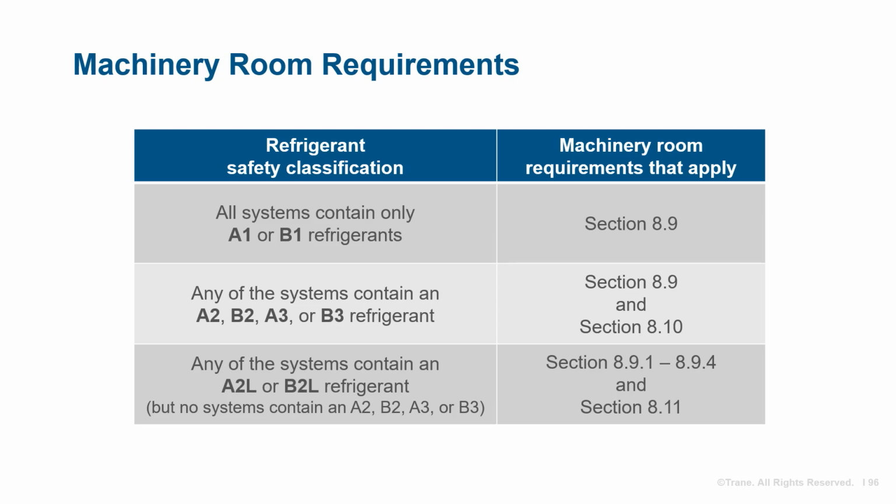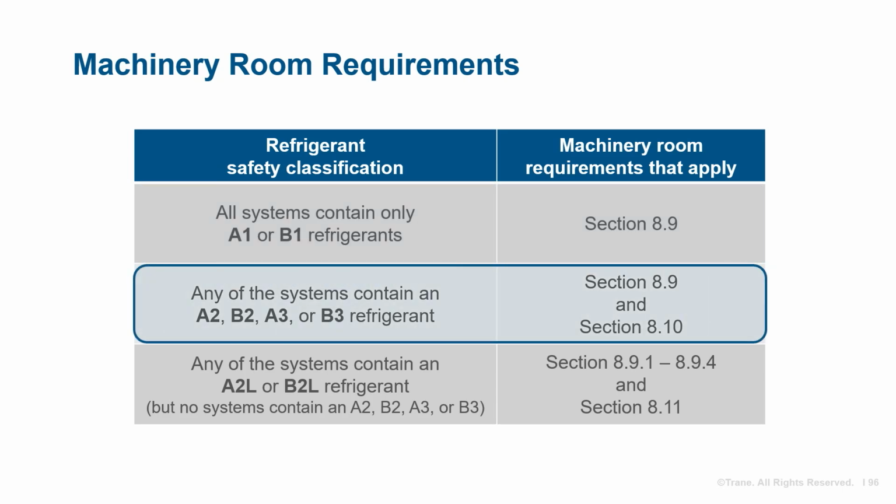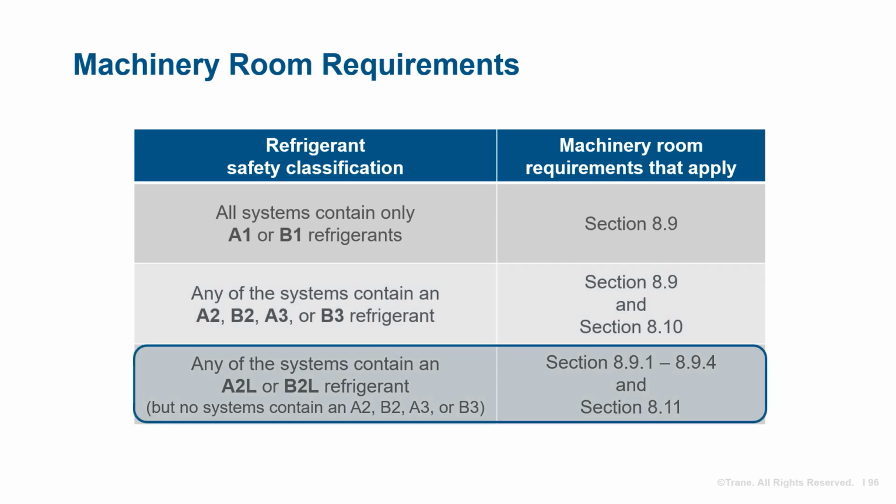Now, these requirements vary somewhat based on the refrigerant safety classification. If all the systems in the room contain only non-flammable A1 or B1 refrigerants, the machinery room must comply with the requirements included in Section 8.9. If any of the systems contain a flammable A2, B2, A3, or B3 refrigerant, the room must comply with both Sections 8.9 and 8.10. And then if any of the systems contain an A2L or B2L refrigerant, with no systems containing those more flammable refrigerants, then the room must comply with some of the requirements in Section 8.9 and all the requirements in Section 8.11.